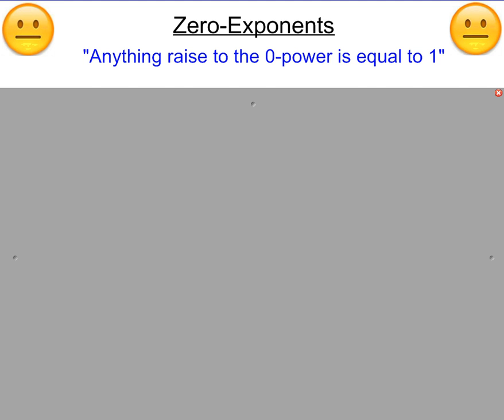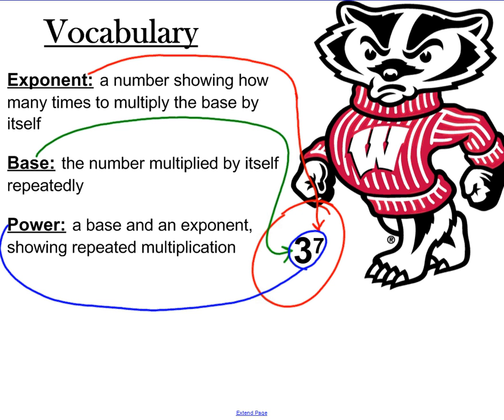So let's start off with zero exponents. Well, let's go back. Let's just review a couple things. If you're looking at an example like this, I'll circle it again in black now. 3 to the 7th power is how it's pronounced. The 7 is the exponent, the little number. That's how many times you multiply the base by itself. The base is the 3. That's a number that's being multiplied by itself repeatedly. And then the whole thing is called the power.